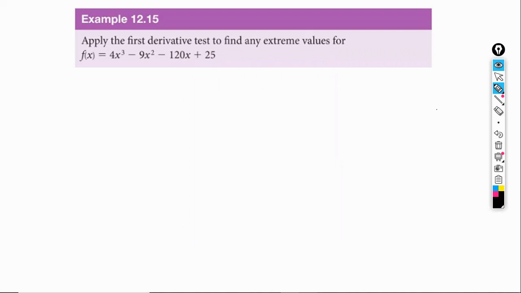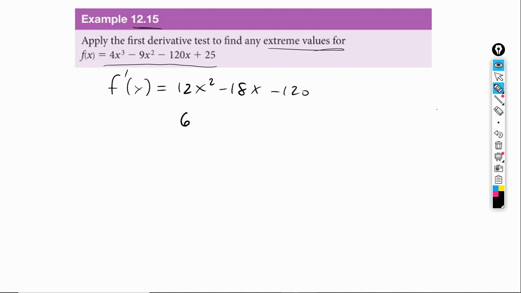Very well, so here we are now with example 12.15. And again, apply the first derivative test to find any extreme values for this function. So this is exactly the same as before. First of all, let's find the derivative. So the derivative of f of x is going to be 12x squared minus 18x minus 120. I'm going to factor this, and notice that this can factor as 6 times 2x squared minus 3x minus 20.